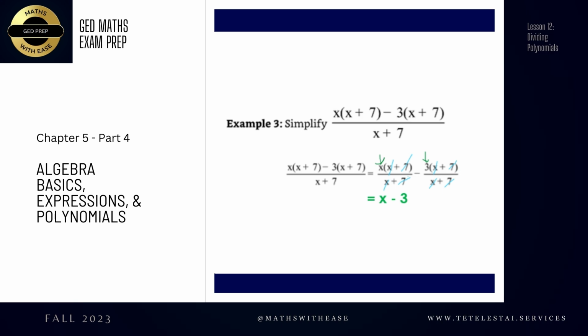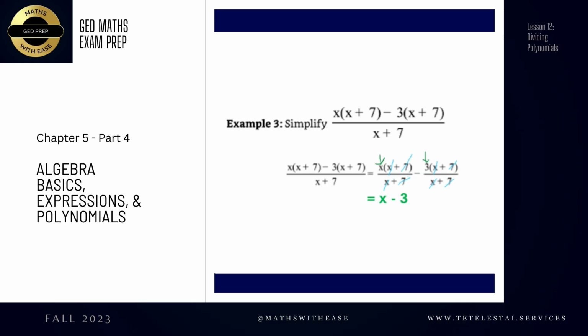So now again, you look at your separated fractions and you see that x plus 7 is still a shared term across both of your two fractions. And so you would simply cross out x plus 7 in the numerator with x plus 7 in the denominator, and do the same thing on both sides, okay? And then what you're left with is x and 3 here. And so your simplified expression is x minus 3.